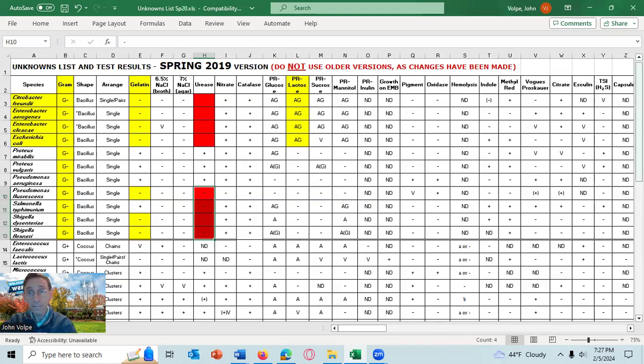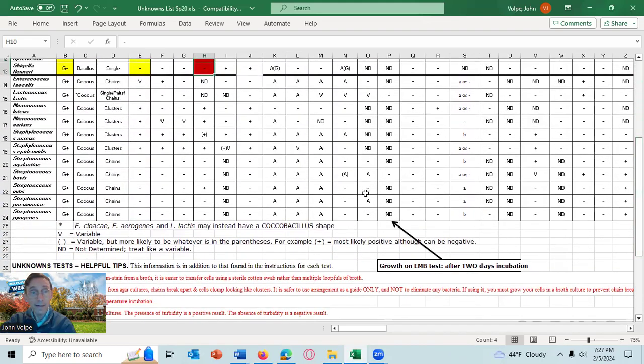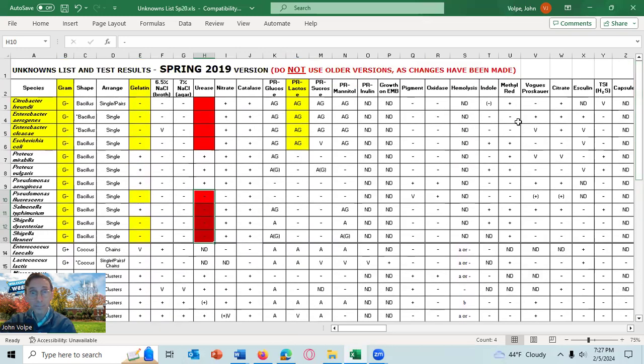Any question about a V? The A means acid. You can look up on the test what A means. AG means acid and gas. You can look up on the test what that means. For these A parentheses G, it means most of them are acid and gas. For all of the tests that you request, you can treat this A parentheses G as AG. ND means not determined. This test is not run on these species, and so there are no results that we can give you.